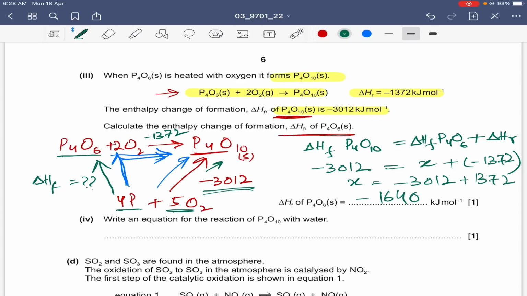All right, now the next question is, write an equation for the reaction of P4O10 reacting with water. Now P4O10 is an acidic oxide, so when it dissolves in water, it will lower the pH. So when P4O10 reacts with water, we get phosphoric acid, H3PO4. And to balance it, we would write 4 with H3PO4, and now we have 4 times 3 is 12 hydrogens, so 6 H2Os gives 12, and oxygens are now balanced.